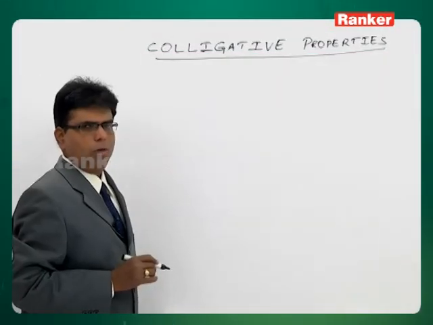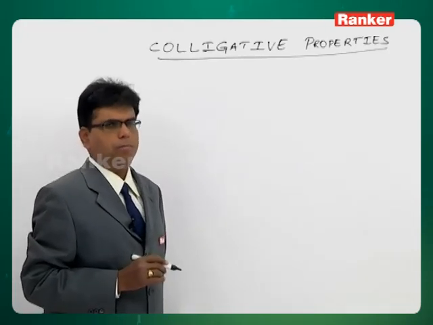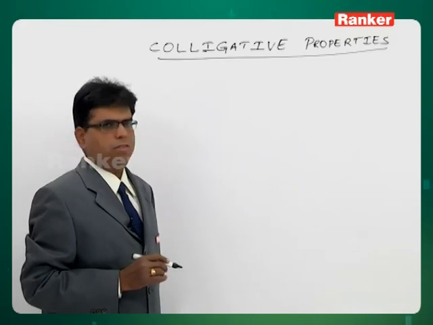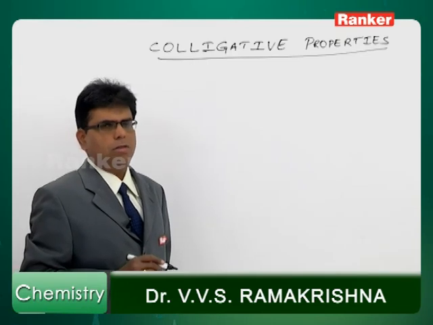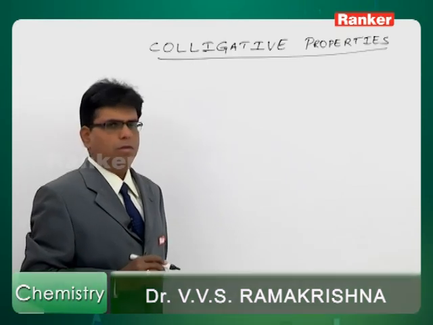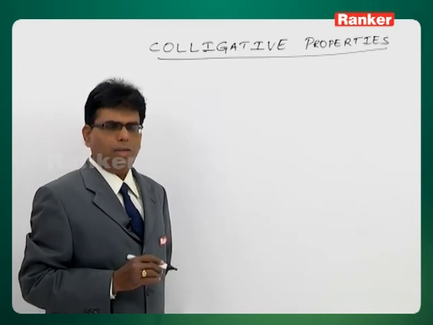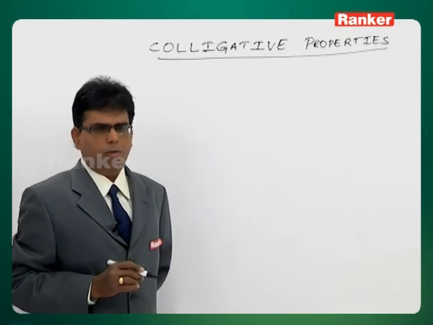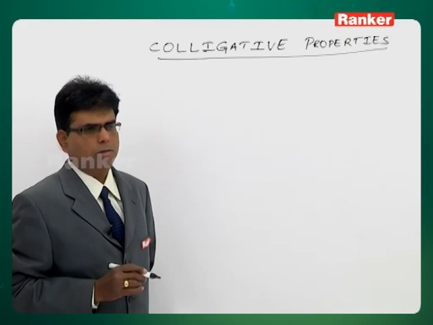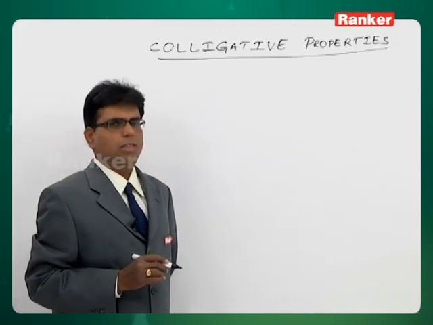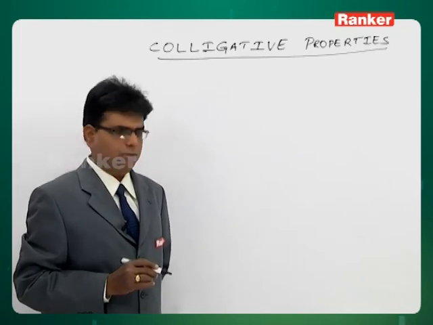Let us continue with colligative properties in the liquid solutions chapter. We so far have discussed the concentration terms, the types of solutions, the vapor pressure of a solution, and ideal and non-ideal solutions. Again, in the non-ideal solutions, we discussed non-ideal solutions with positive deviation and with negative deviation, with examples and their characteristics.